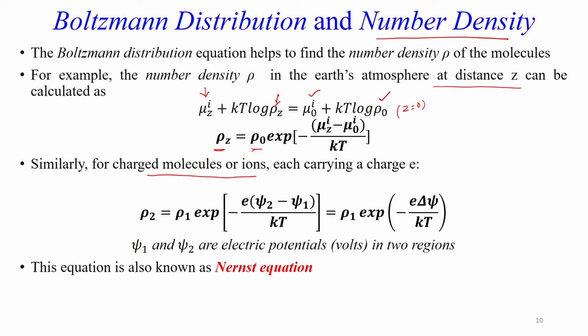Like potential energy, if there are charged molecules carrying the charge e, then apart from number density we now have the charge density. Rho2 is equal to rho1 e to the power, where the potential will be e times psi, the electric potential. So rho2 is equal to rho1 e to the power e delta psi upon kT, and this is known as the Nernst equation. So what we did is, from the Boltzmann equation, you should be able to predict the number density and the charge density.